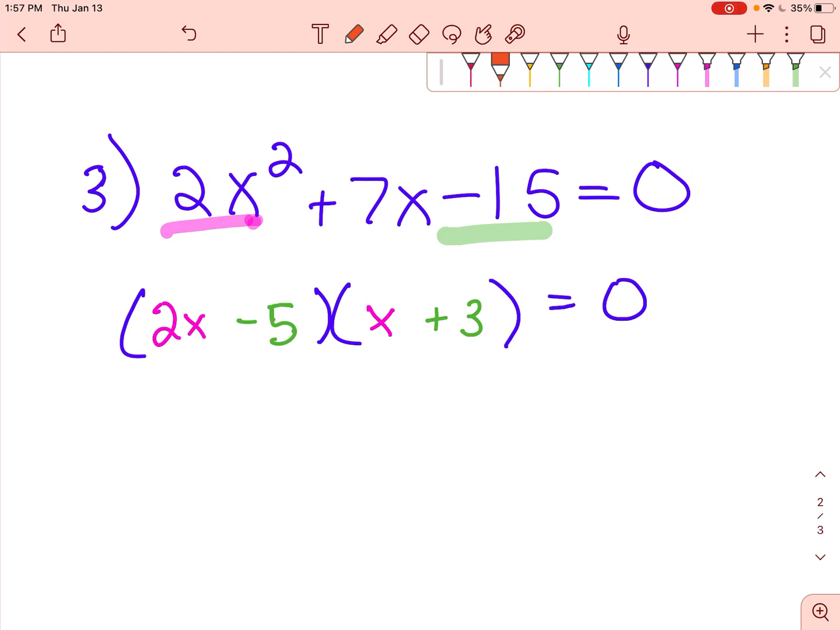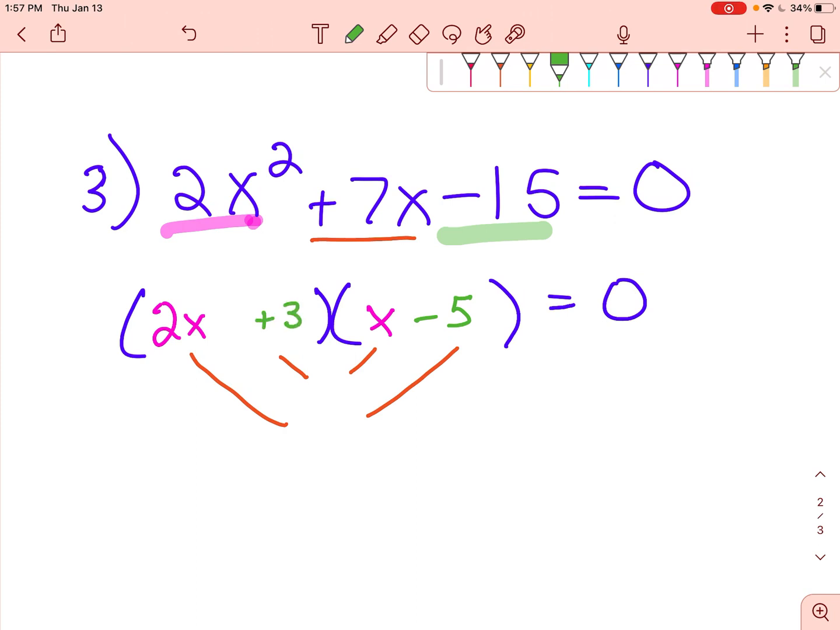So in my head, this is what I would do. Negative 5x combined with a positive 6x. Would that give me a 7x? And the answer is no. So negative 5 here and positive 3 here didn't work. So I would change it and put the negative 5 here and the positive 3 here.